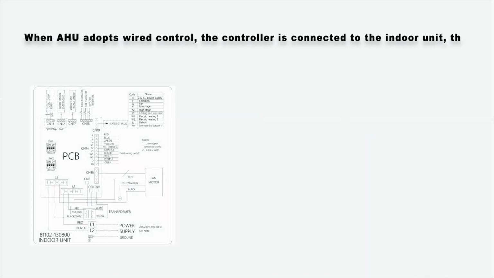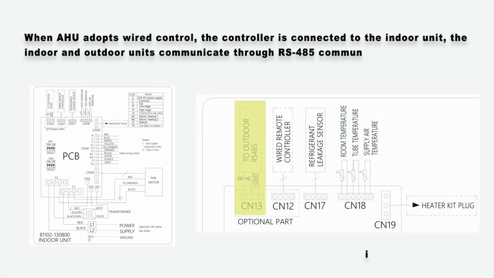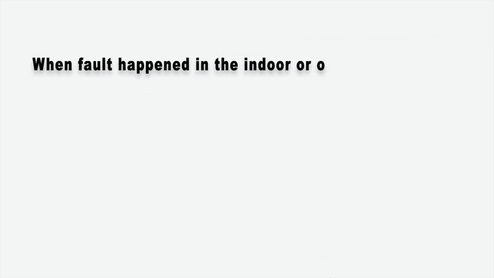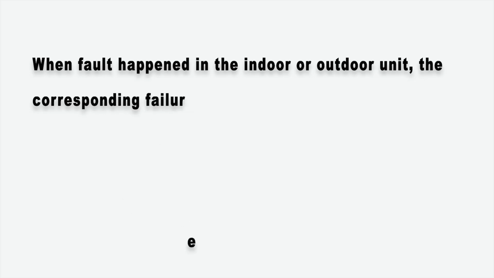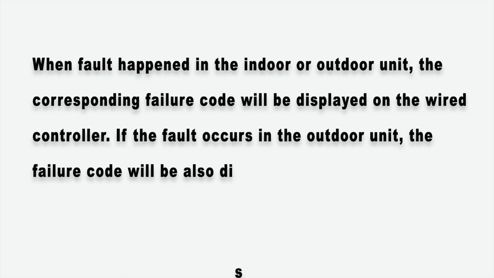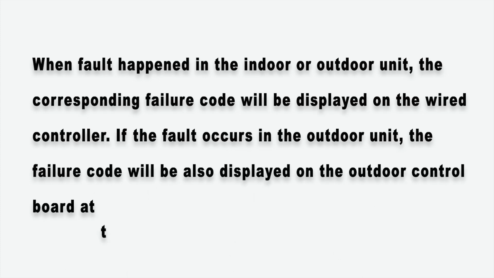When AHU adopts wired control, the controller is connected to the indoor unit. The indoor and outdoor units communicate through RS-485 communication to exchange operation data. When a fault happens in the indoor or outdoor unit, the corresponding failure code will be displayed on the wired controller. If the fault occurs in the outdoor unit, the failure code will also be displayed on the outdoor control board at the same time.